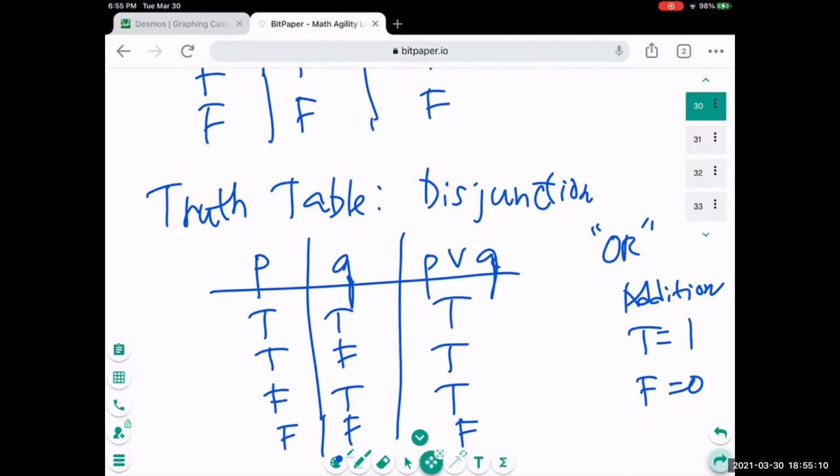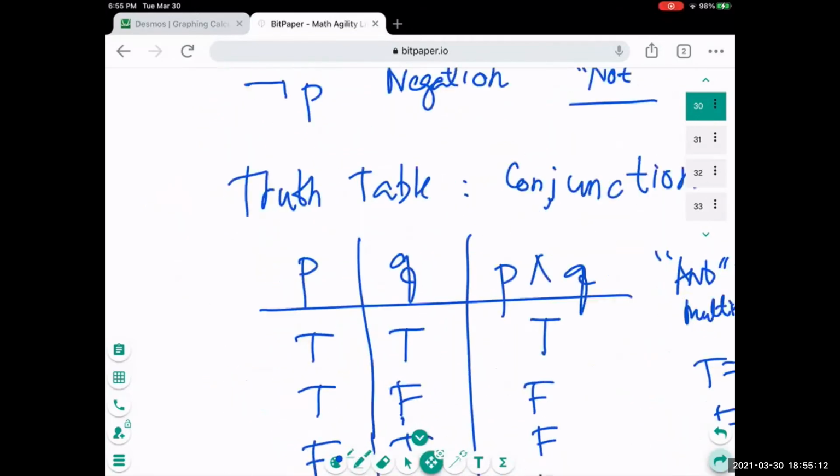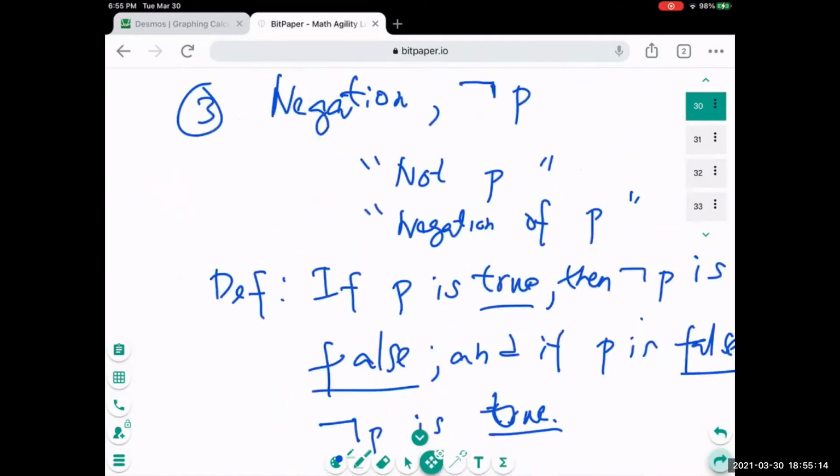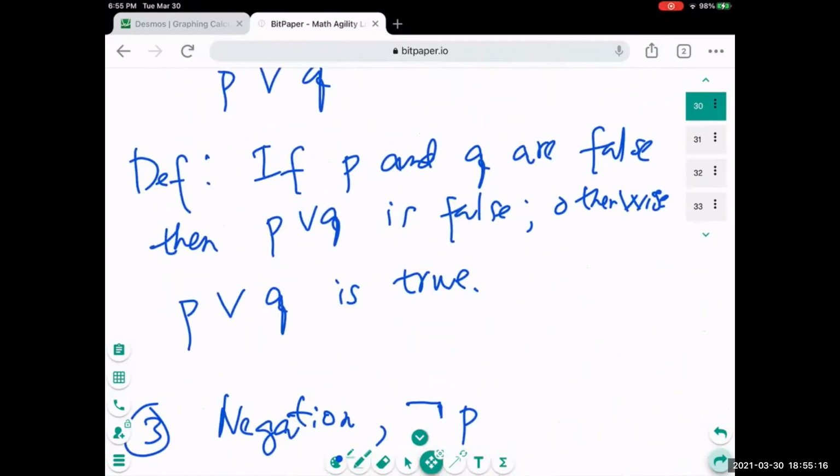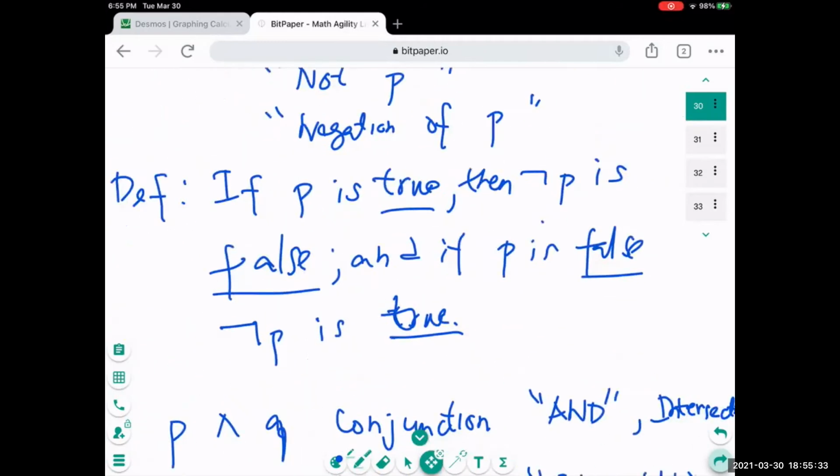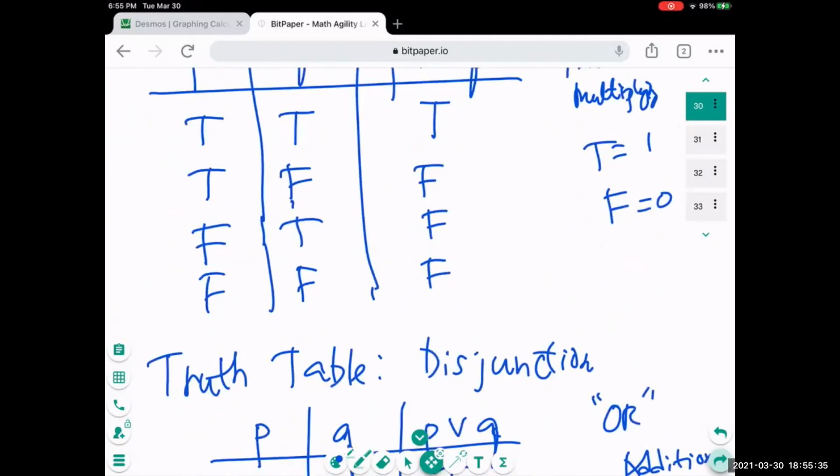So that is also the basis of our definition, right? Let's go back. What is our definition of disjunction? It says here, if P and Q are false, then P disjunction of Q is false. Otherwise, P disjunction Q is true, right? So that is just what the result of our truth table for disjunction means.